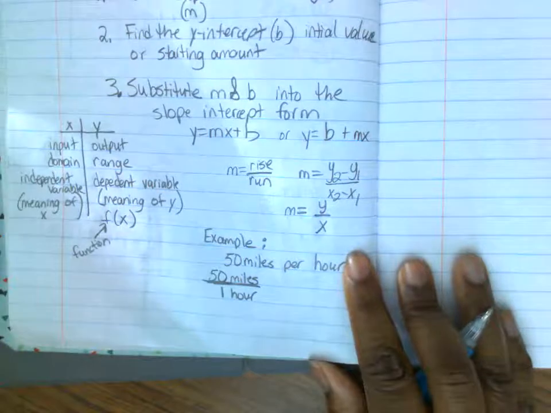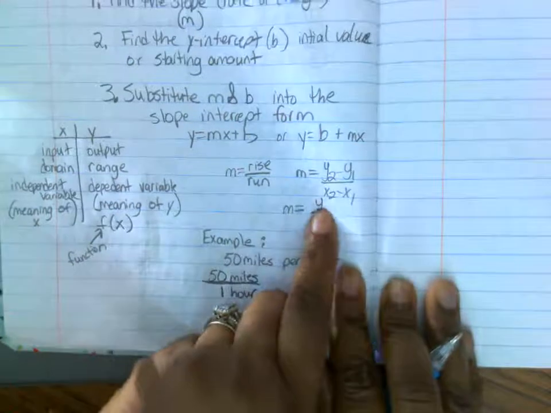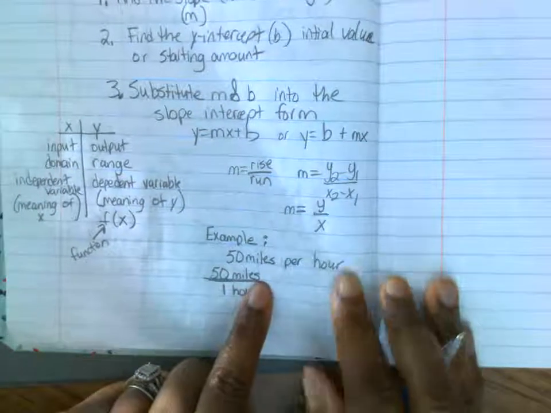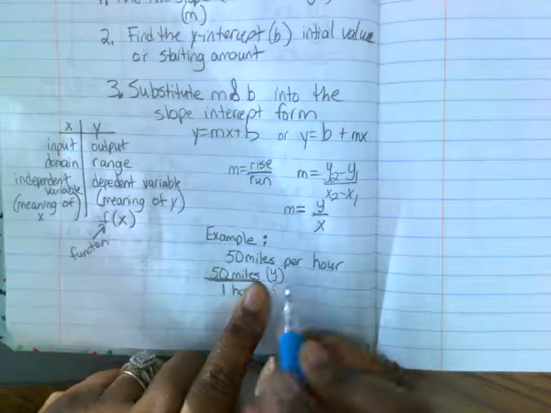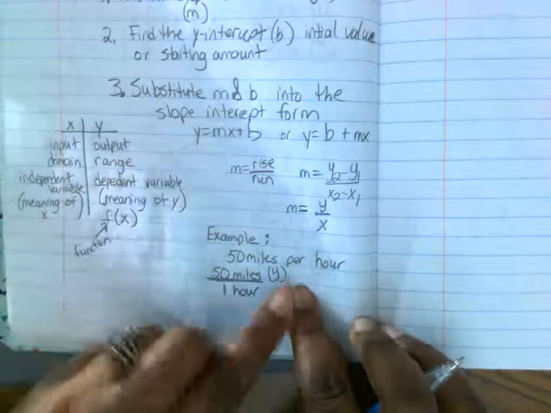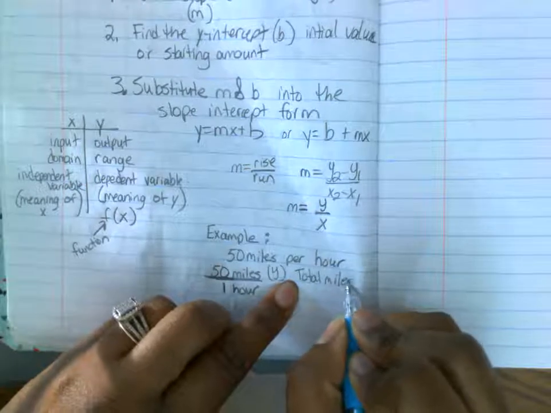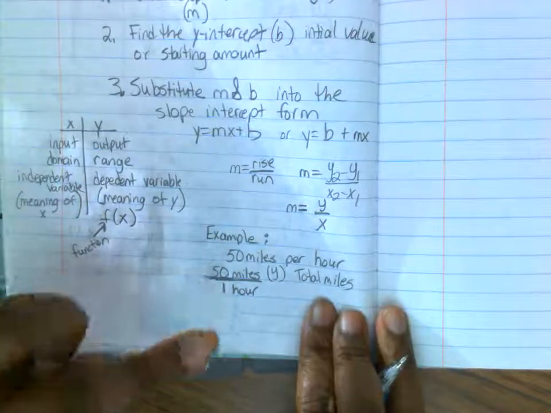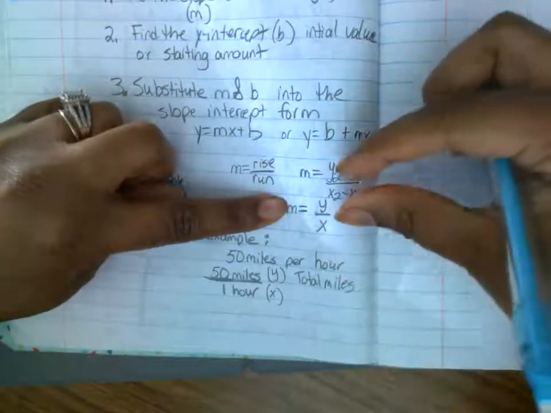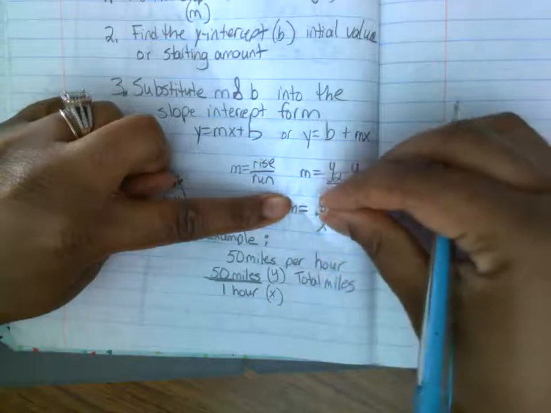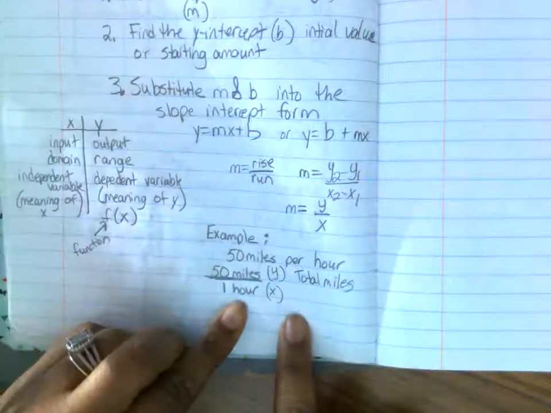So if I ask you for the meaning of what x is and the meaning of what y is, my y's are on the top. So my meaning for y is miles. This is my meaning for y. It's miles. And since it's y is equal to something, more than likely I'm going to say it's total miles. And my meaning for x is going to be hours. Because remember the slope formula, whatever is on the top, that's what y is. Whatever's on the bottom, that's what x is. So x is going to be the number of hours.